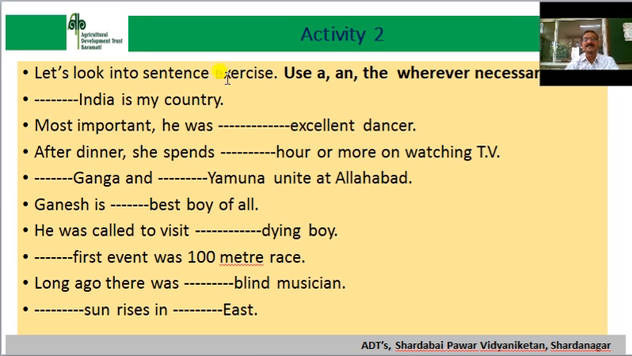Activity second. Look into these sentences. Use a, an and the wherever necessary. India is a country. Here, as we discussed before, articles are not used before proper nouns. India is a proper noun. That's why there is no article before India. Next, he was dash dash excellent teacher. Here, excellent starts with a vowel sound. That's why an is used before excellent. In this way, you read all the sentences and solve.